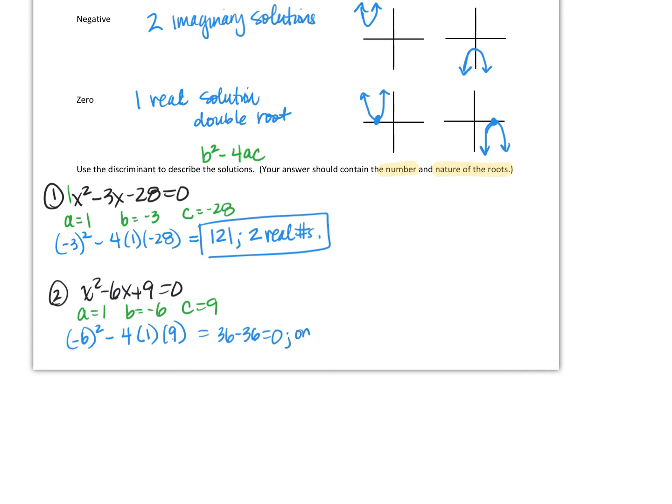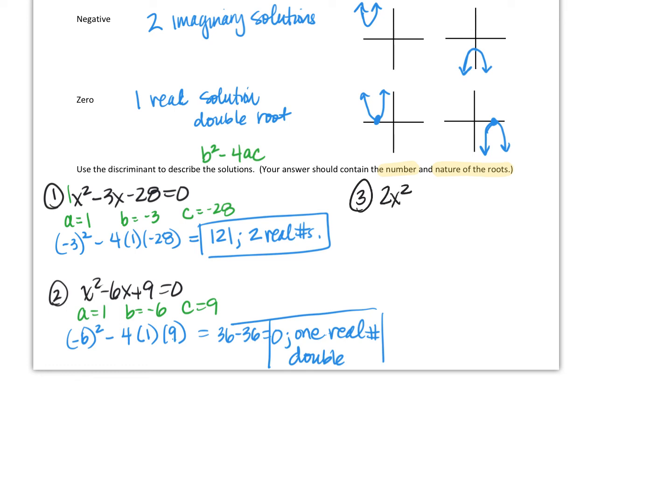So one real, double. I can say one real number and it's a double. That's what I'm going to write for my answer. Let's try one more.